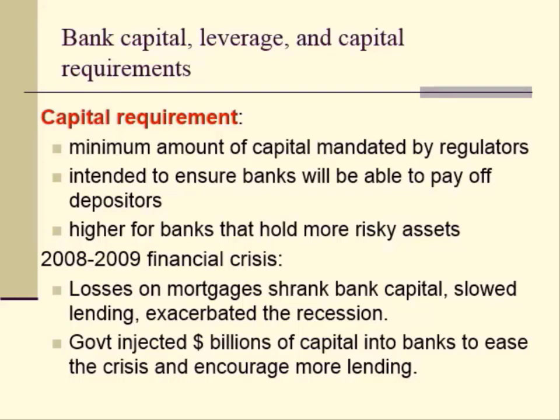And during the 2008-2009 financial crisis, losses on mortgages shrank bank capital. So in other words, we had the so-called subprime mortgage crisis, and it slowed lending and exacerbated the recession. So the government injected billions of capital into banks to ease the crisis and encourage more lending.